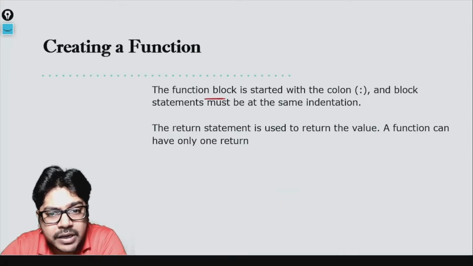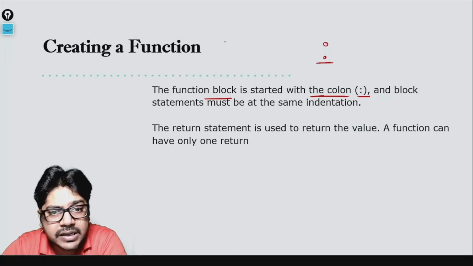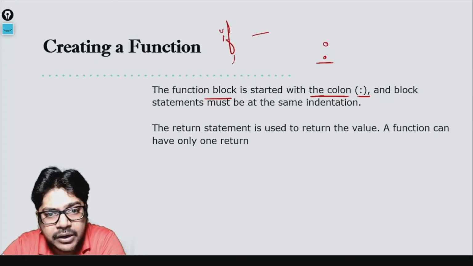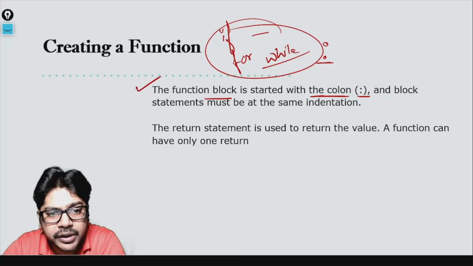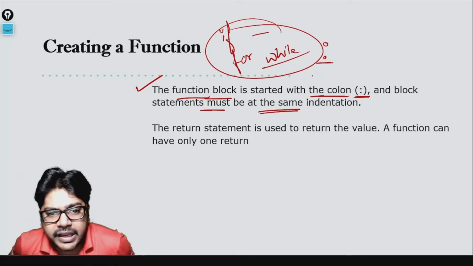The function block is started with a colon, right? You give a colon after the function name, and from there the block starts, just like when you start an if statement or a loop like for or while. There also you give a colon to create a block. Similarly, in order to create a function block, you put a colon, and all the block statements must be at the same indentation.